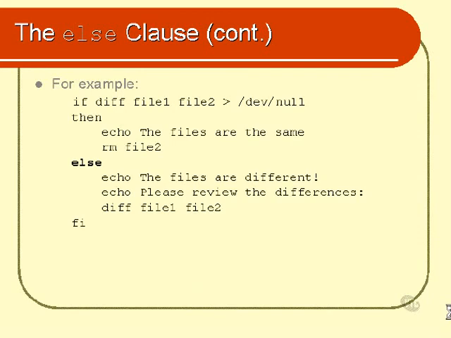Let's have a look at an example of that. It's pretty much an extension of the example that I showed you a moment ago. If the files are the same, then echo out that the files are the same and remove one of them. Else, in other words, the files are different, then echo out a word to that effect, and then also echo out please review the differences, and then we can do the diff again, which this time will display the differences. We didn't display the differences the first time, we redirected them to /dev/null. About the only thing you have to remember is that there has to be at least one command in the first half of the if statement and at least one in the second half, or in the else clause of the if statement.